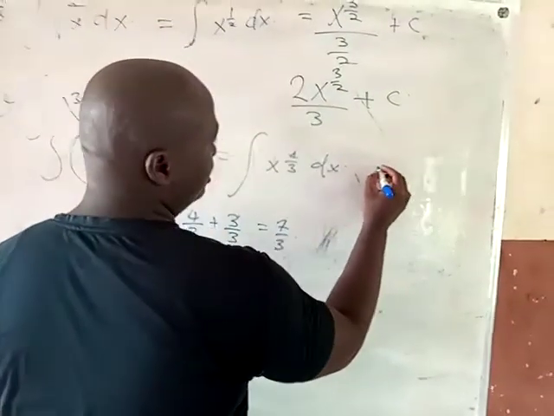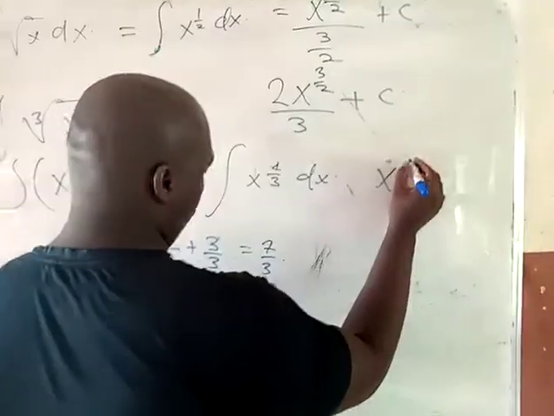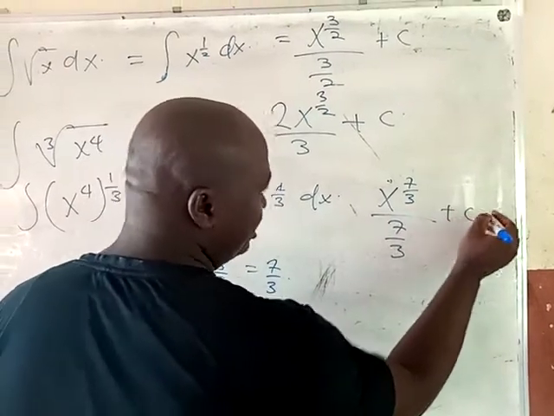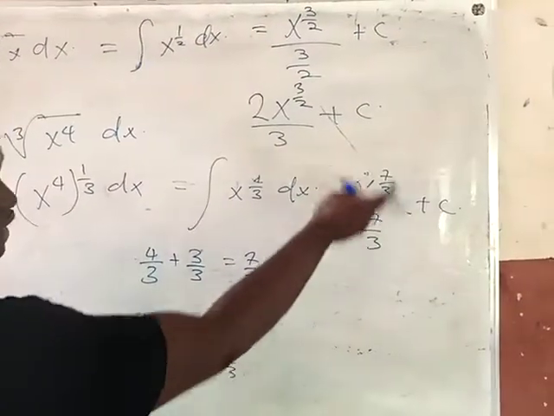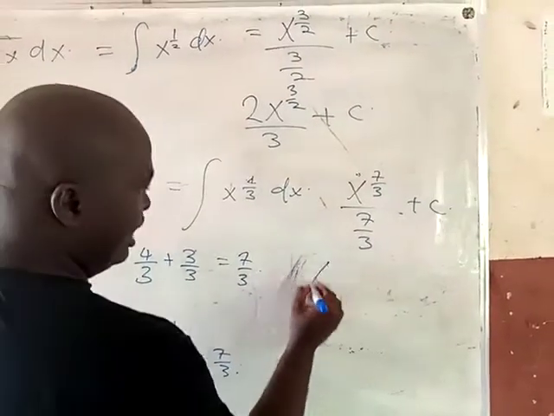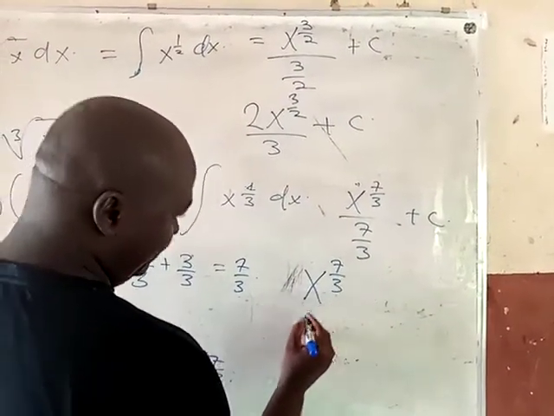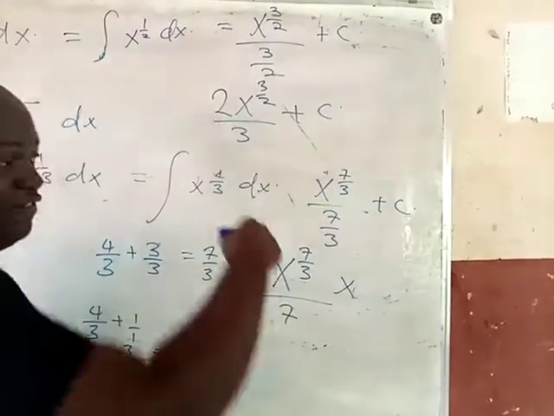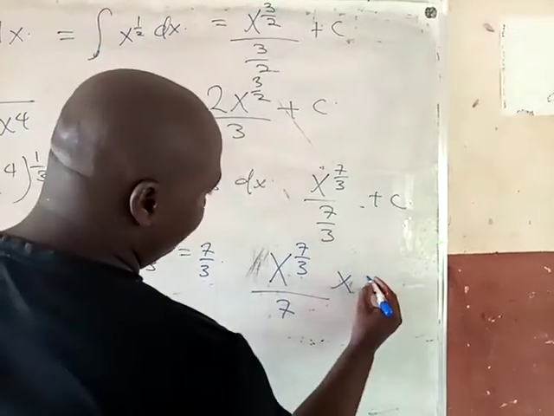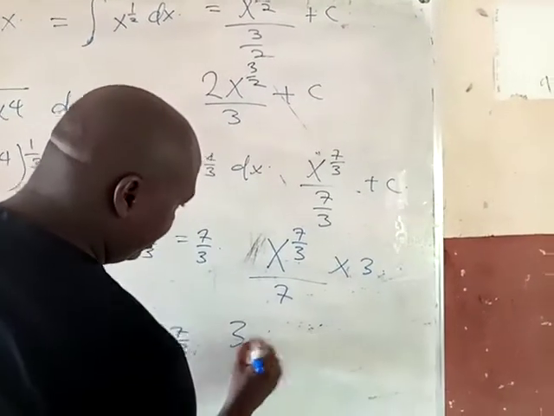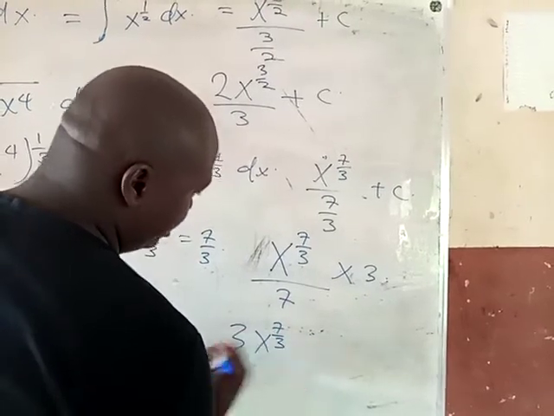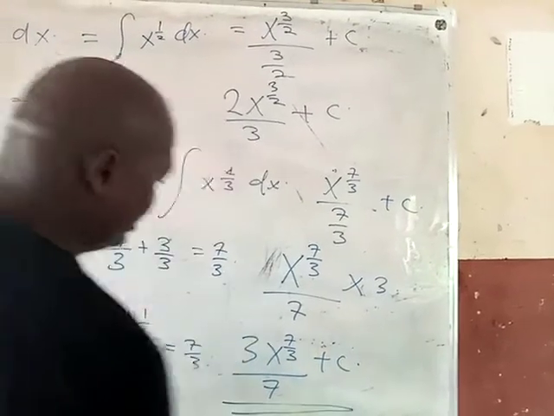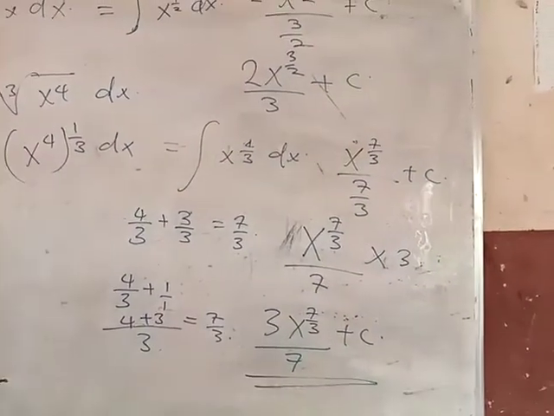So once we have 7 all over 3, insert it here. So this will change to x into 7 all over 3 divided by 7 all over 3 plus C. We can apply the law of indices here. This will come up here. So you have x into 7 all over 3 divided by 7 times, this will invert. Are you with me? So you have times 3. So here is 3x^(7/3) divided by 7 plus C. And that is the answer to this. Are you with me, please? Good.